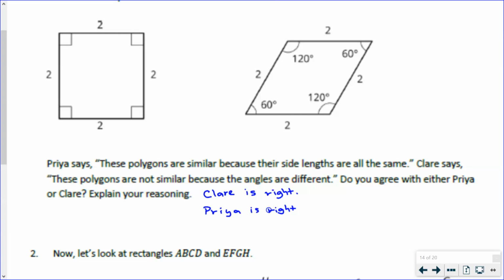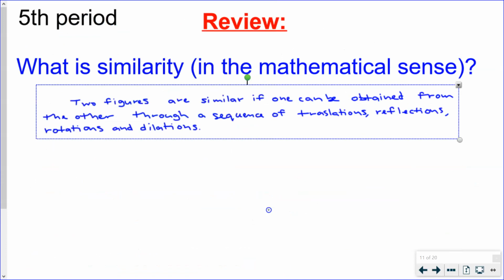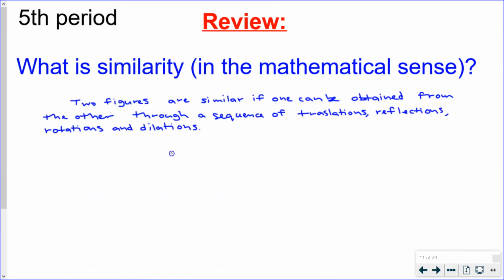Okay. I appreciate your thoughts, but again, I think that you're forgetting the definition of similarity. There is a very precise definition, and Zeta, I think you got lost in the real world idea of similarity and not the mathematical concept. Let's review that mathematical concept. Two figures are similar if one can be obtained from the other through a sequence of translations, reflections, rotations, dilations.